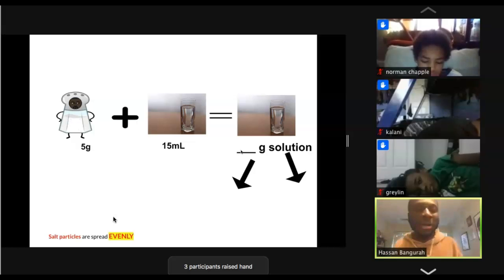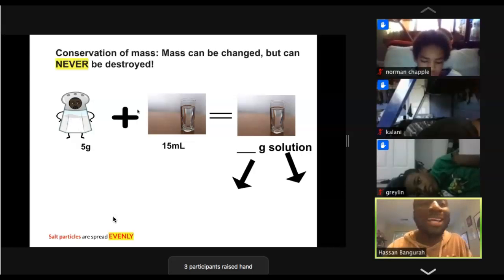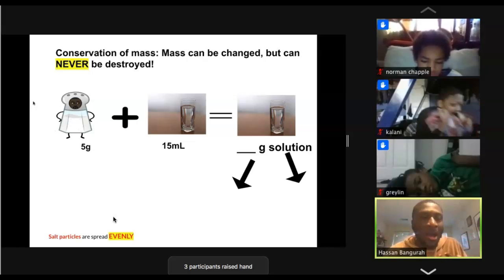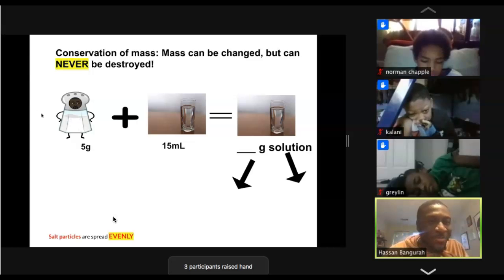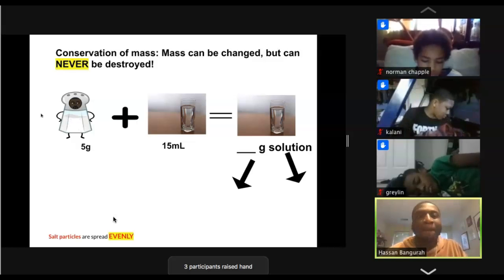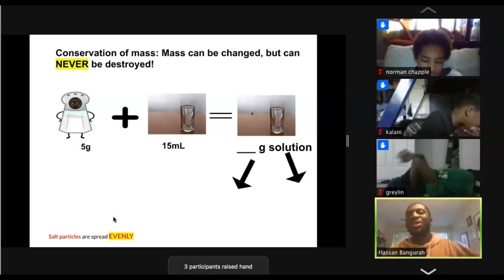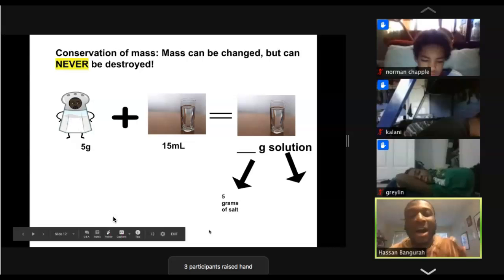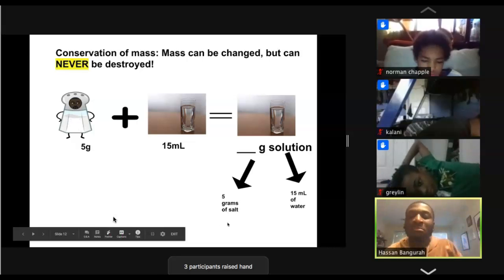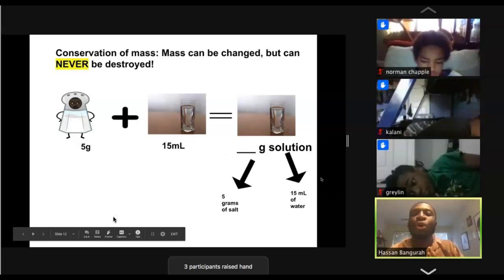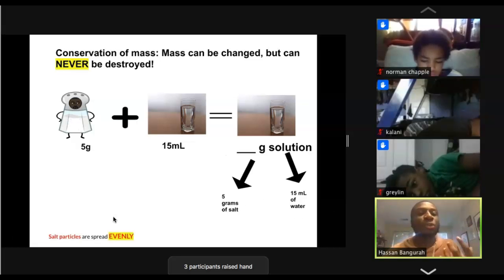This is the part of science where we use a little bit of math. What you just explained is called the conservation of mass. Everybody say it in your screen: conservation of mass. Mass can be changed, but it can never be destroyed. So in our solution, if we have 5 grams of salt and 15 milliliters of water, what will be our total amount of grams in our solution?